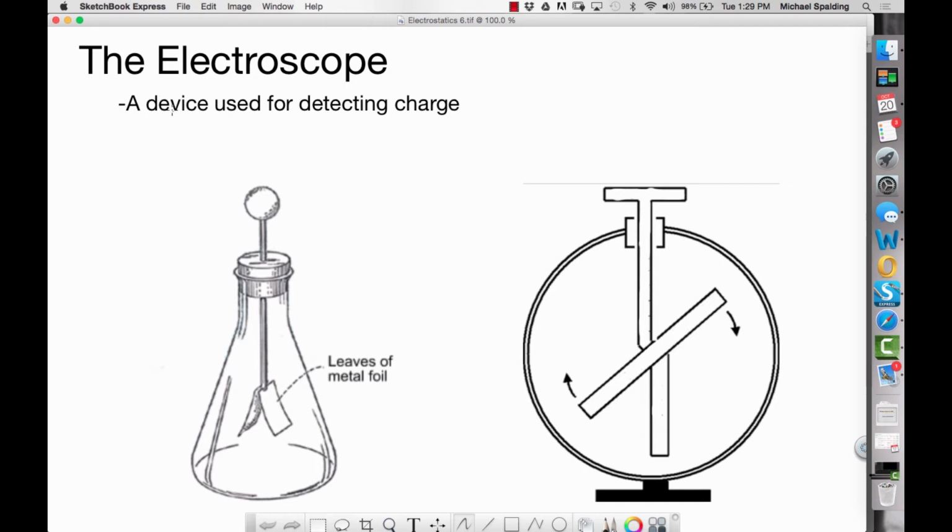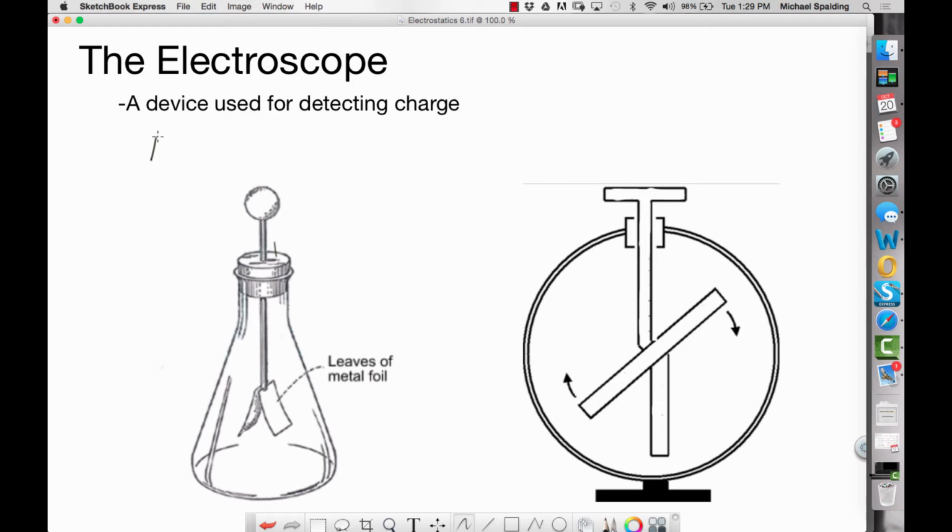What the electroscope is, it's a device used for detecting charge, and it's really pretty simple to understand. So here is an electroscope. This is an electroscope, very fragile, okay? You don't want to be poking around on it too hard. And then this is also an electroscope. There's two different styles of electroscope right here. Now, here's how it works.